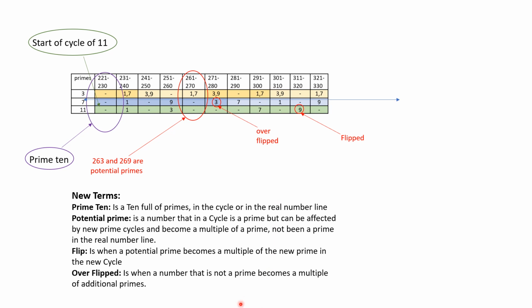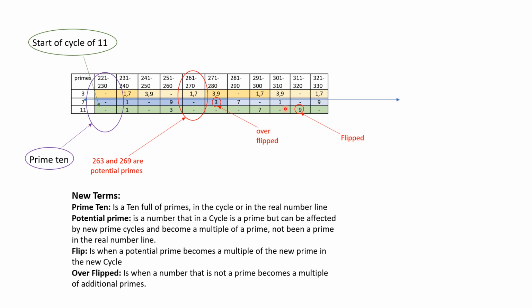So we have some new terms. Here you have the prime 10. A prime 10 is a 10 that has no number. When you merge cycles, they're going to stay as having no number. Here is the start of the cycle of 11. These are potential primes, 263 to 269, because there is no 3 and no 9 in the 260s 10. So that's how we're going to call them, potential primes: numbers that can be primes, but could be affected by other prime cycles.